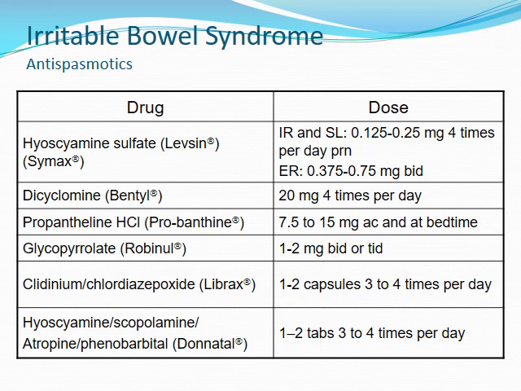And you have clidinium/chlordiazepoxide, or Librax. Chlordiazepoxide is actually a benzodiazepine, so it helps to slow down GI motility through enhancing the effects of GABA.